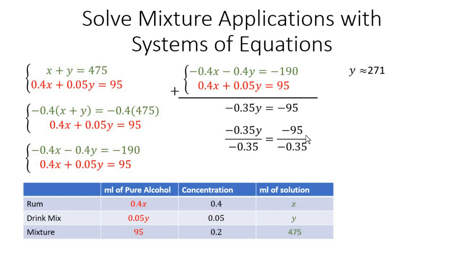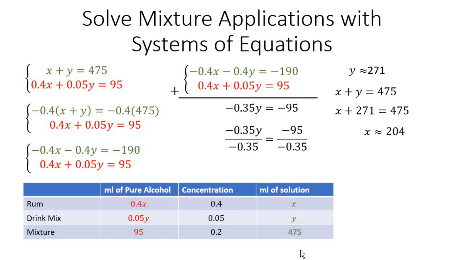Once I know that y is approximately 271, I can find x because I know that x plus y has to equal 475. That was the first equation, and I know that y is now approximately 271. So I can subtract 271 from both sides of this, and I'll get an approximation for x. X is equal to 204 milliliters. So to create 475 milliliters of this drink that's 20% alcohol, I'll have to have 204 milliliters of the rum, which was X, and I'll have to have 271 milliliters of the drink mix, which was Y.